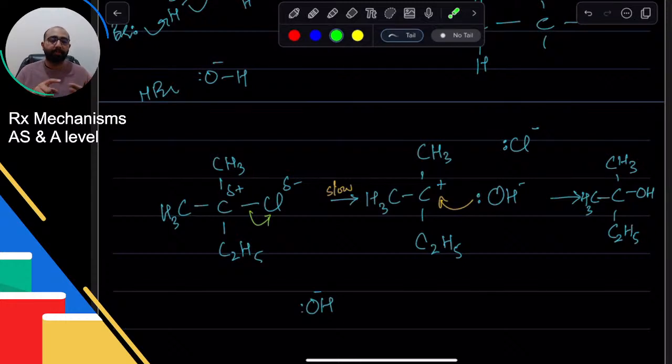But there are rules to play. OH ion is much smaller. Chloride ion is relatively bigger. Similarly, if it is bromide, then OH is much, much smaller. OH has more charge density.